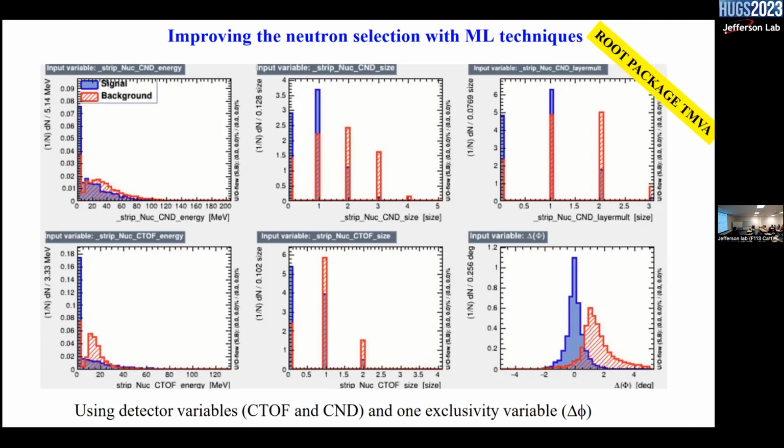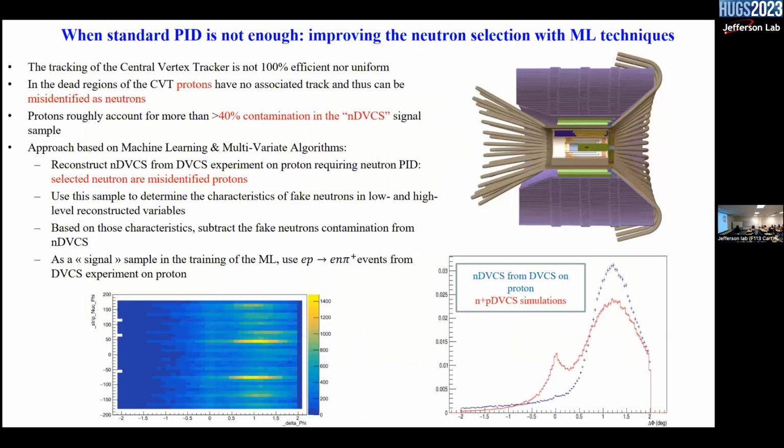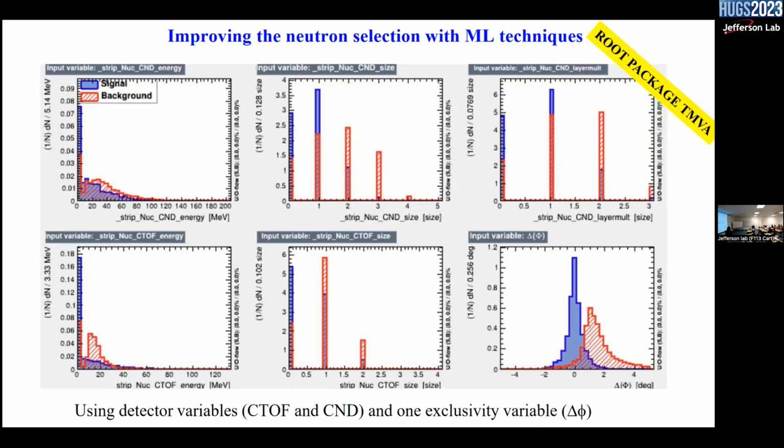So that's where the machine learning helps, because the machine learning works on an event-by-event basis. It can tell you this event is more likely to be in the signal sample than the background sample. These are the two channels that I said before: the fake NDVCS using proton data, and then this channel here for the signal, for the neutrons. So this is all based on real data.